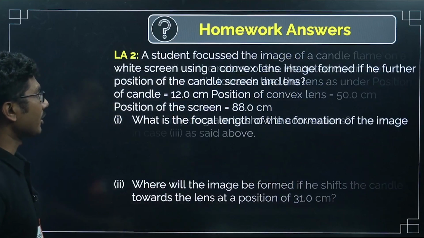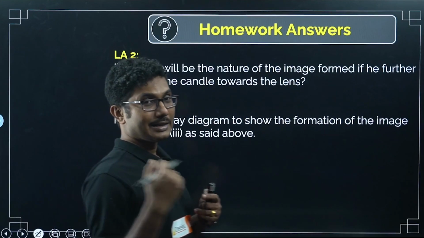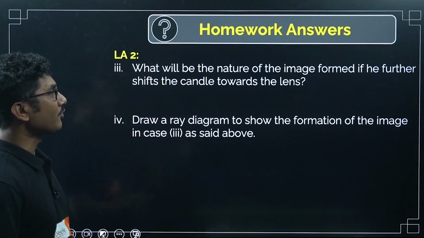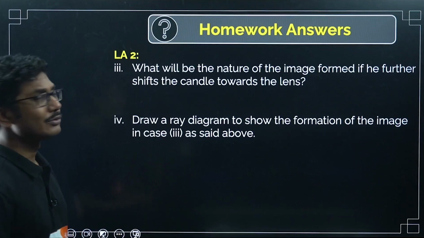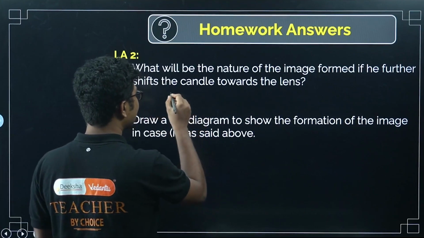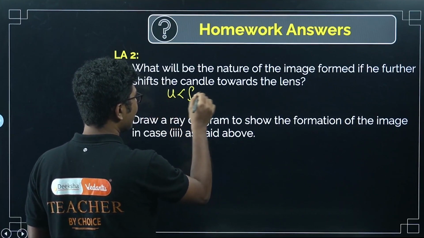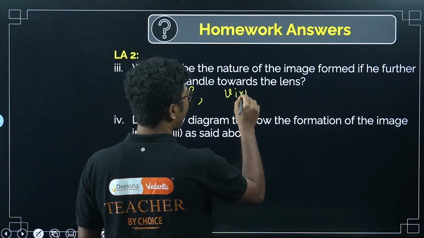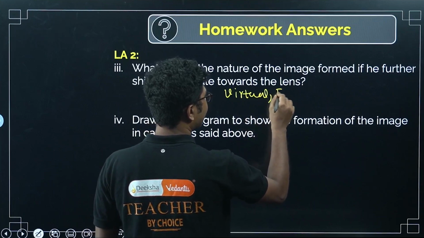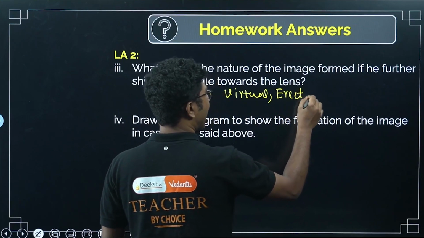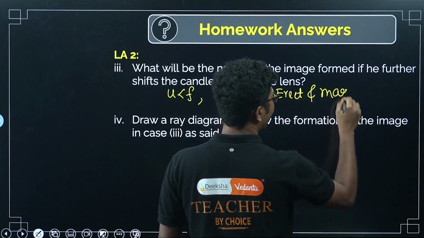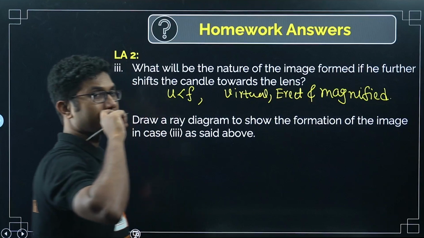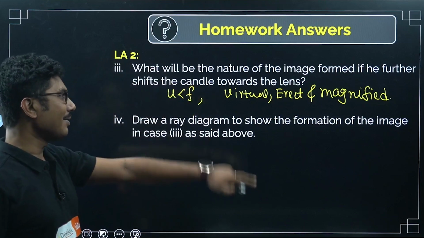This is a very important question. Even though the two questions look similar, this question is completely different from the previous one. What will be the nature of the image formed if he further shifts the candle towards the lens? Now U is less than f. In that case, we know that a convex lens will form a virtual, erect and magnified image. So the nature of the image will be virtual, erect and magnified.